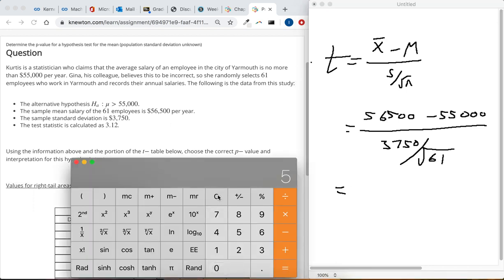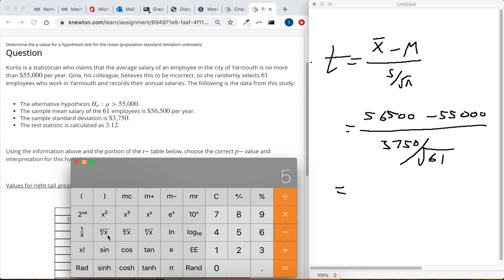56,500 subtract 55,000. Oh, I should have done the bottom first. Let's do the square root of 61. Then do 3,750 divided by that square root. Then do 56,500 subtracted by 55,000.